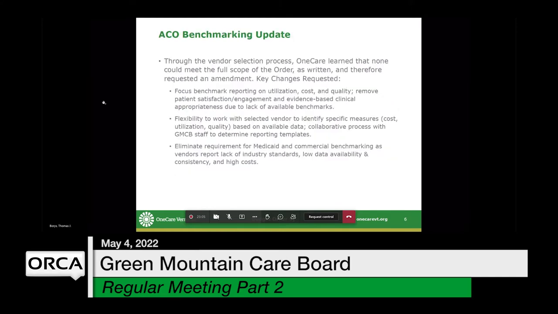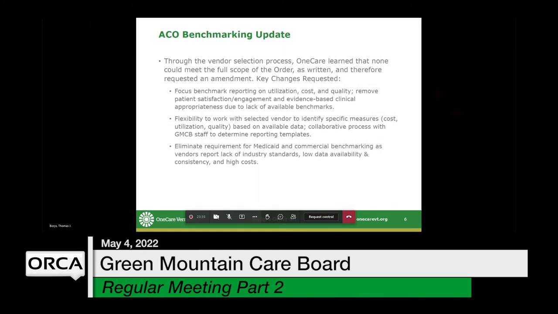Shifting gears, ACO benchmarking update. So for those who may not have been quite as close to the budget process last fall and winter, OneCare was ordered to purchase a benchmarking tool that can be used to compare the providers participating in the OneCare ACO to providers participating in other ACOs. And through that process, identify areas of strength, areas of opportunity, and help us understand the nature of the health system within OneCare Vermont relative to others.